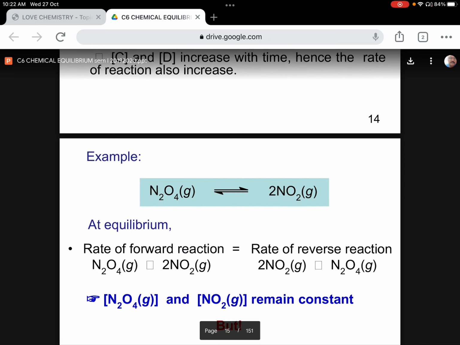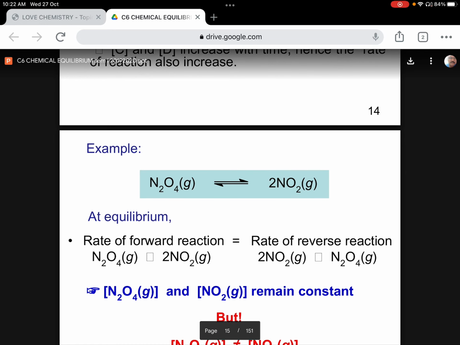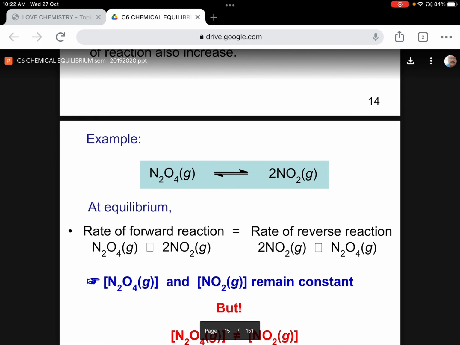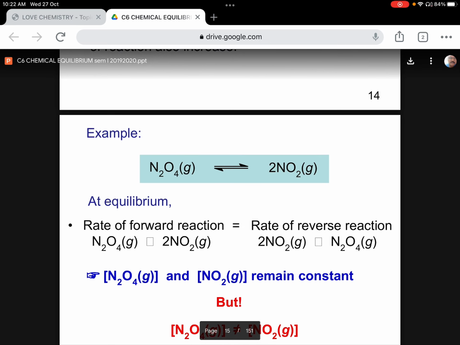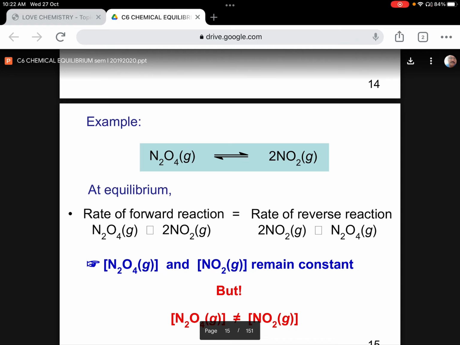For example, let's look at N2O4 in equilibrium with 2NO2. The rate of forward reaction is N2O4 produces NO2, while the rate of reverse reaction is NO2 produces N2O4. Now, when both rates are equal, as you see in the diagram, the conclusion is that the concentrations of N2O4 and NO2 remain constant. However, the values are not the same. They only remain constant when the system is at equilibrium.